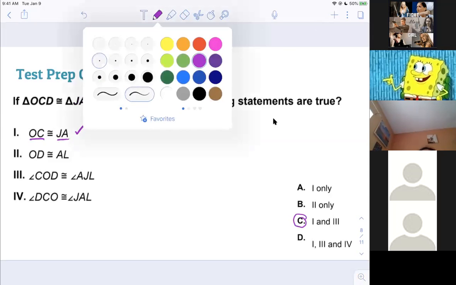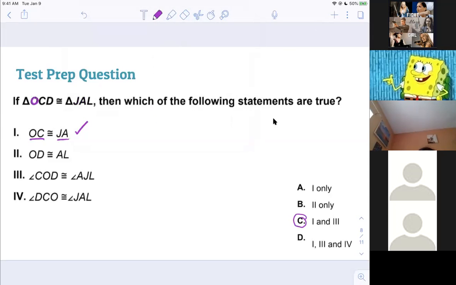So let's take a look at what that looks like. OD would be the 2 outer letters, and AL, are those placed in the same place in the congruent statement? No. It should have been OD and JL. Right, you're not A. Exactly. So since they're not corresponding in the congruent statement, we know that these are not congruent. So I can get rid of answer choice B.